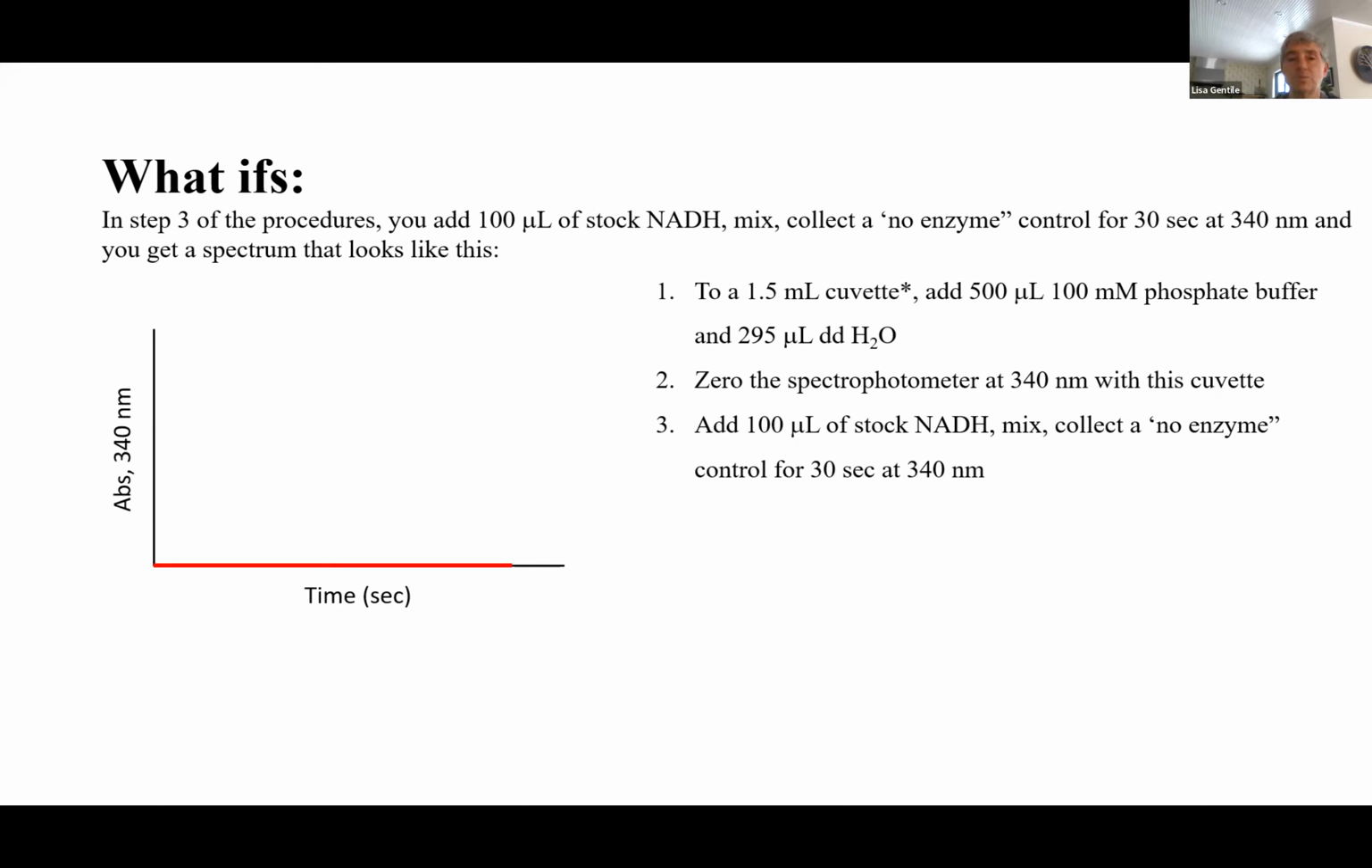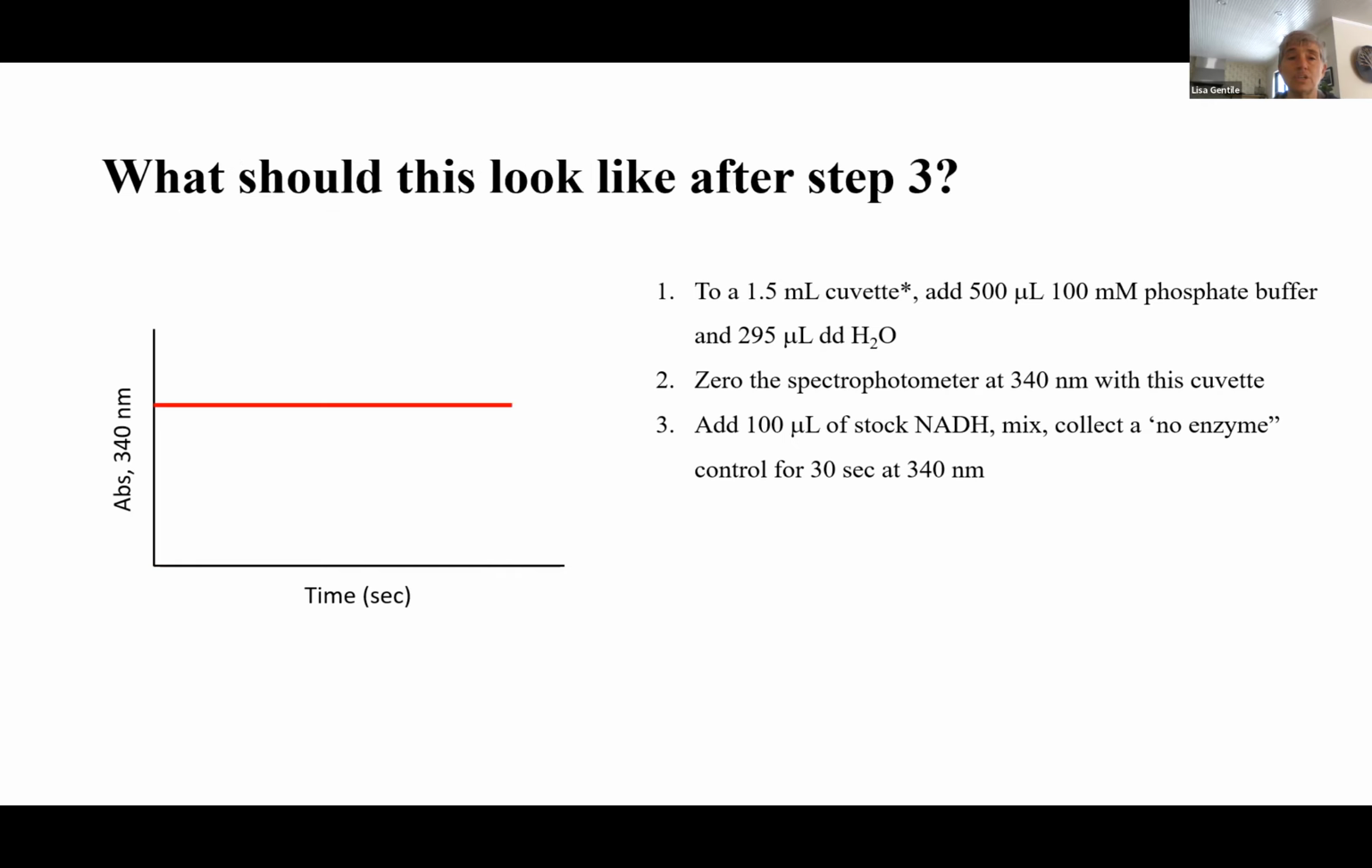And when I do this, my absorbance at 340 is somewhere between like 0.4, 0.5, 0.6. And so that's a starting place for us, and that's where we're going to see the absorbance drop from once we add enzyme. So what should this look like? It should look like this. Got a straight line, again, 0.4, 0.5, 0.6, somewhere in that range, and it's just a straight line.